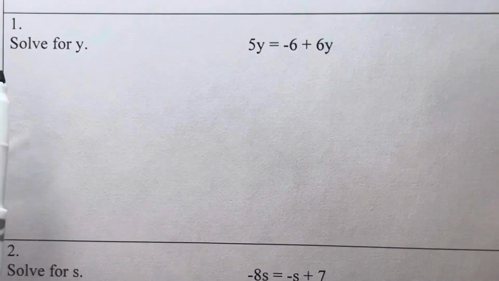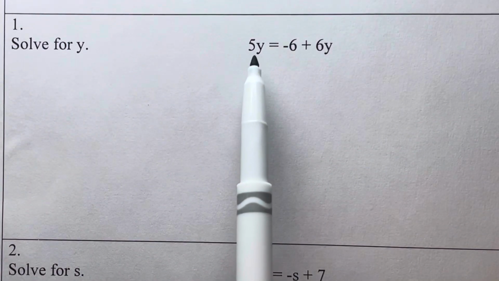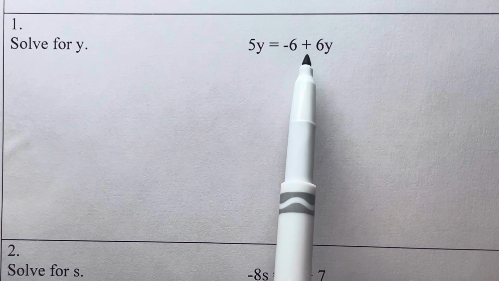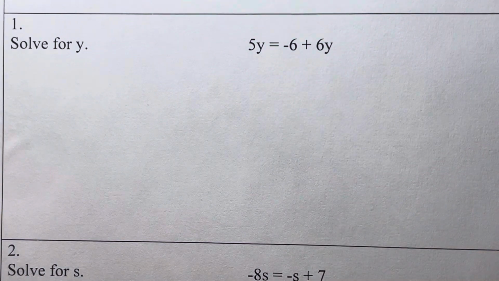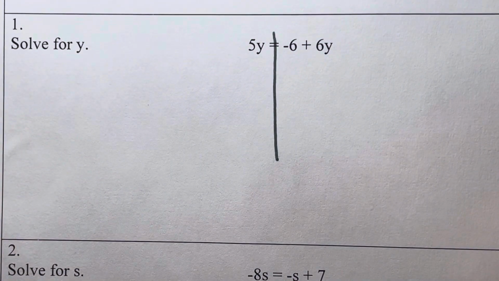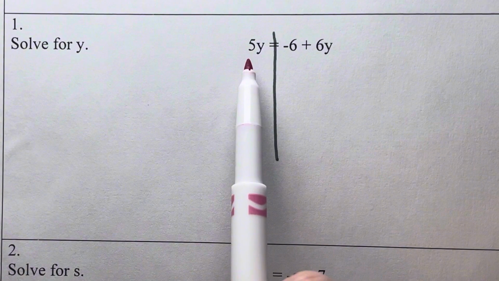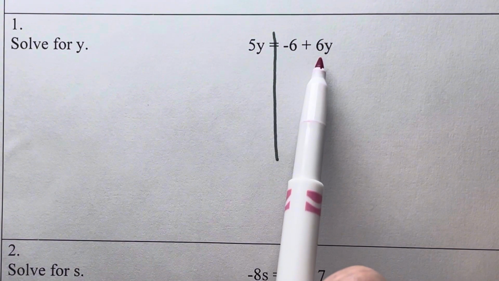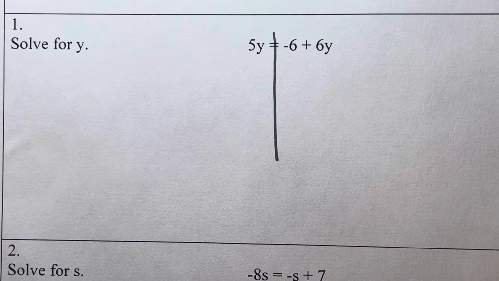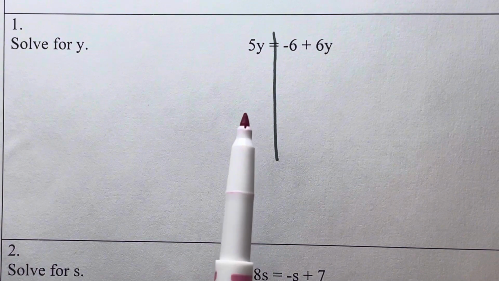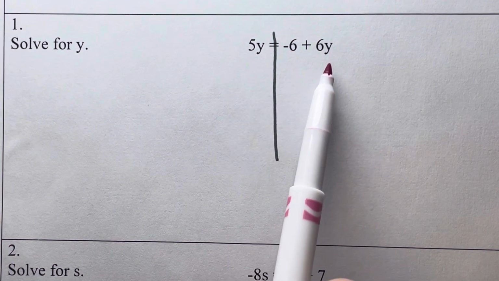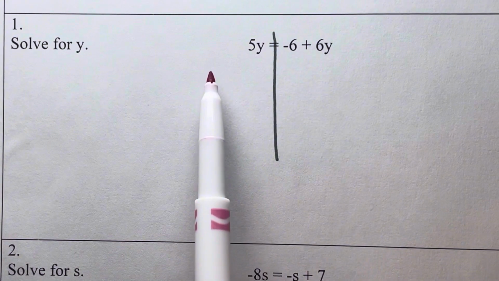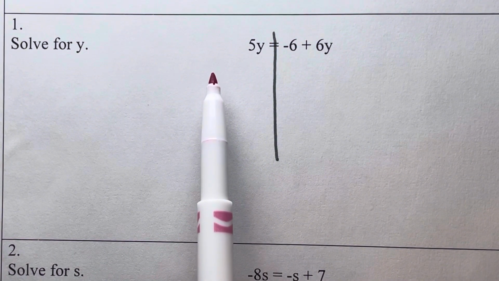Example 1. Solve for y, where 5y equals negative 6 plus 6y. So this is where choice becomes something you get to have. We have 5y on the left side of the river and 6y on the right side of the river, and we need to pick one to move to the other side of the river. Either 5y has to go to the right or 6y has to go to the left.